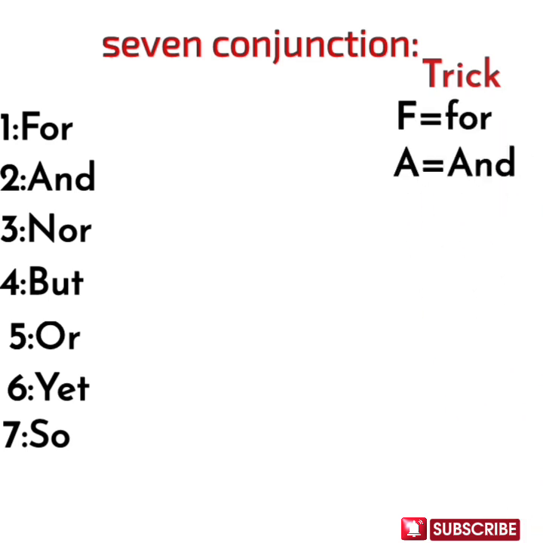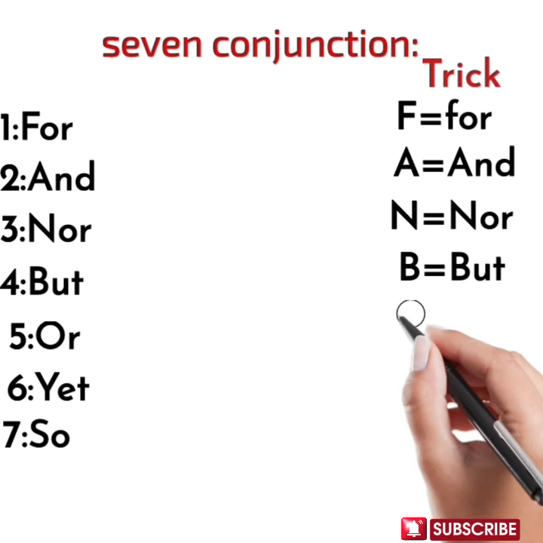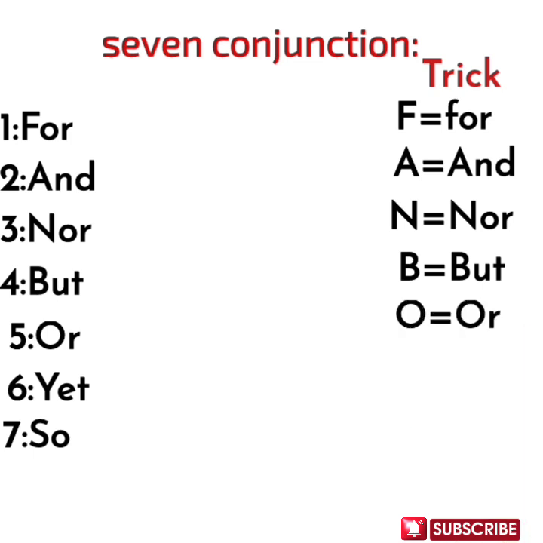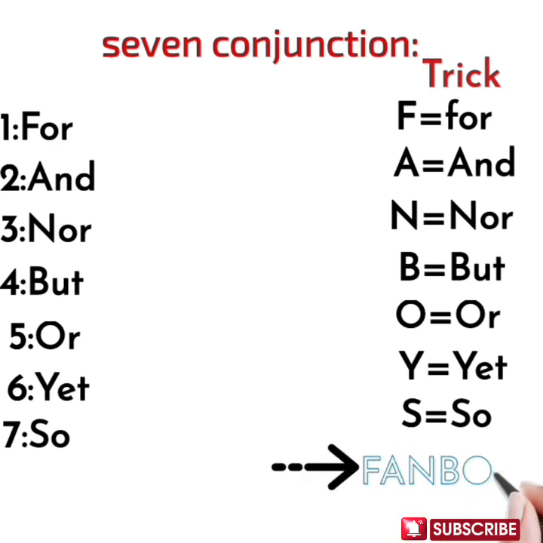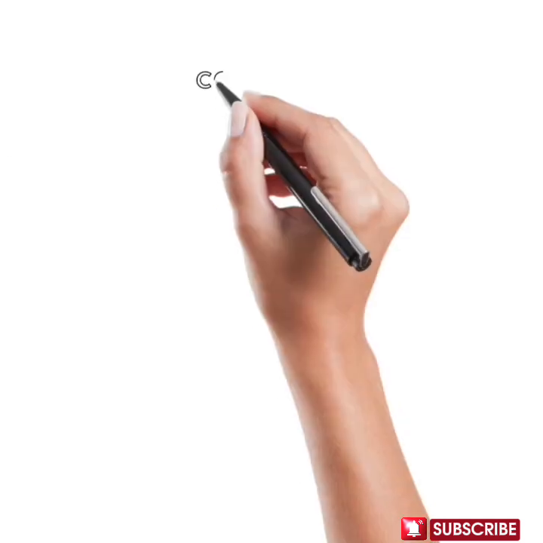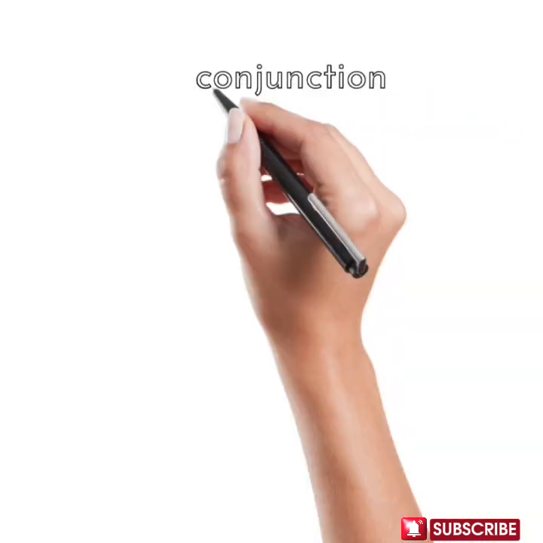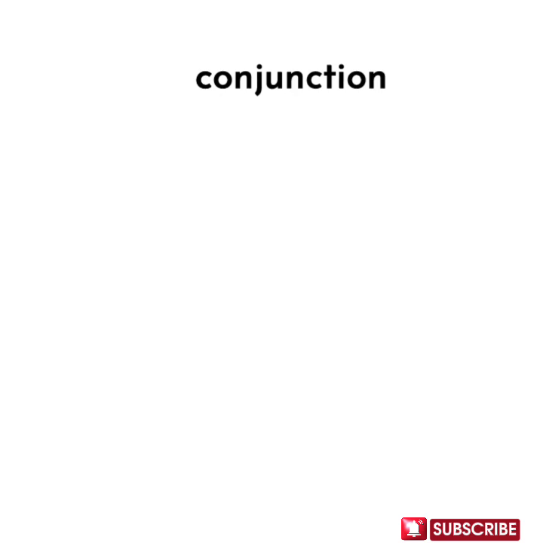For, first letter F. And, A. Nor, N. But, B. Or, O. Yet, Y. So, S. So we need the first letter of each of the conjunctions. So the word that becomes our trick is FANBOYS. FANBOYS is the easiest word to remember these 7 conjunctions in English. We are going to talk about examples of these 7 conjunctions one by one.